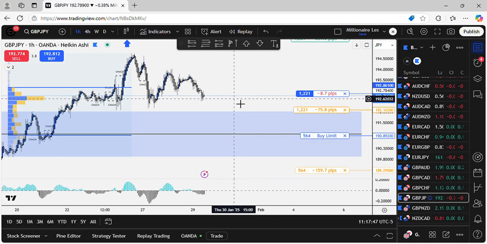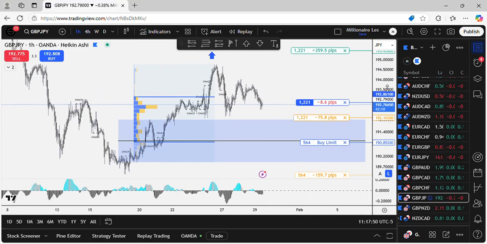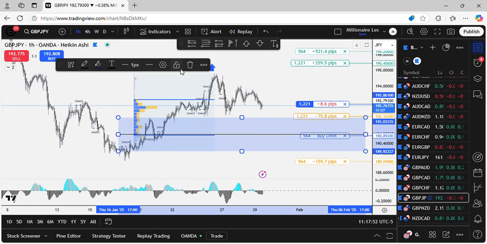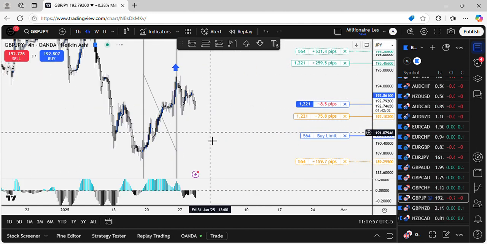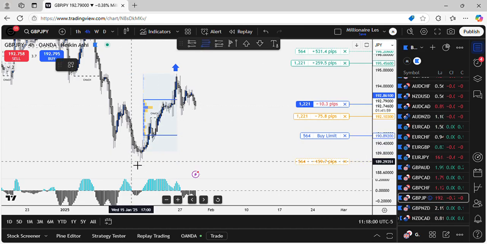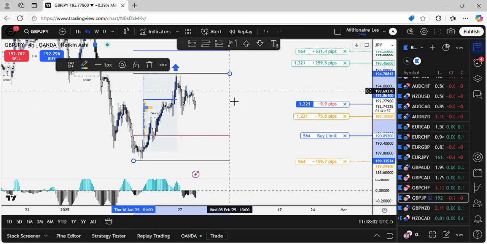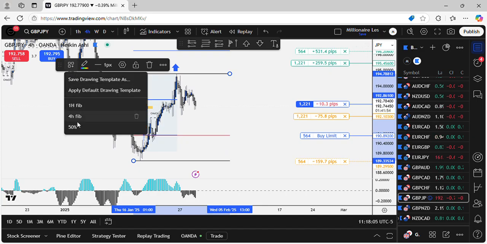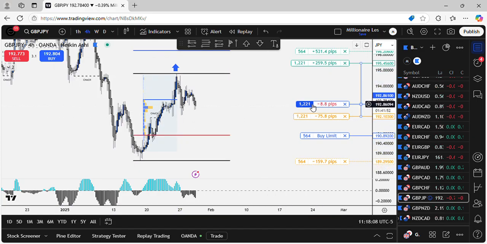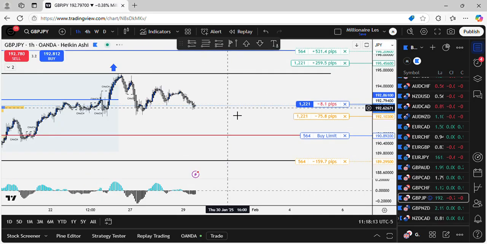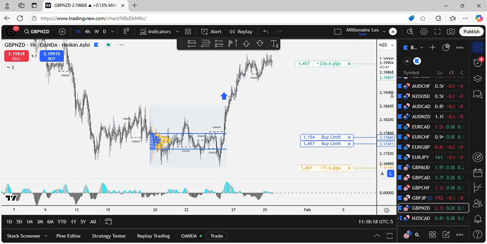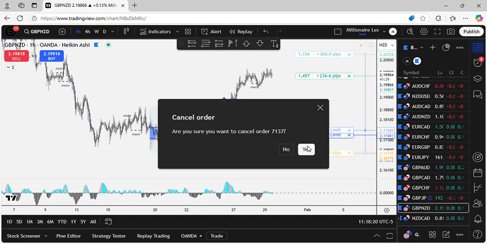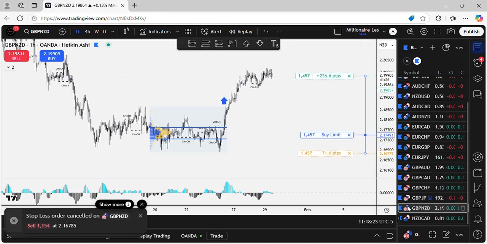Great British Pound JPY. No bullish change of character. Let's go to the 4-hour. Now I'm analyzing the charts because I'm like, ooh, what's going on here? Oh, this is probably a 30-minute entry, I think. But no bullish change of character on the 1-hour. Again, price ain't coming back down here, so I can delete my pending orders.